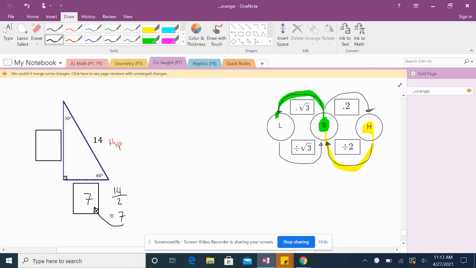The short leg is 7, so we have to multiply by the square root of 3 to get the long leg.